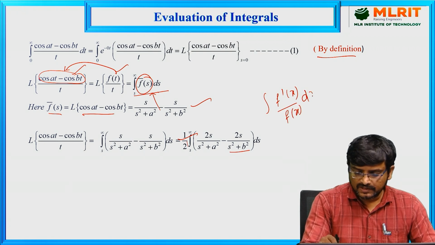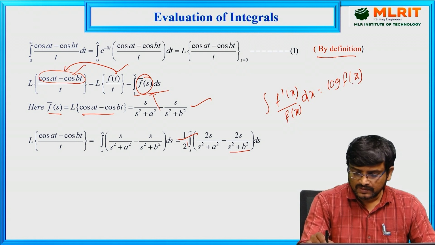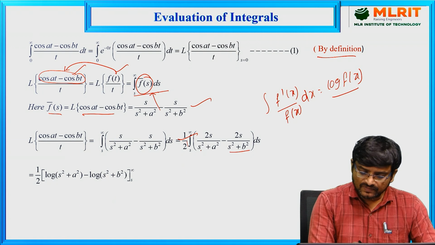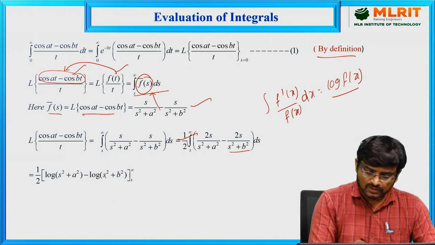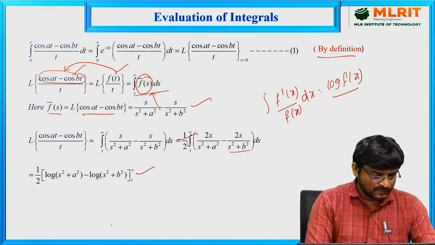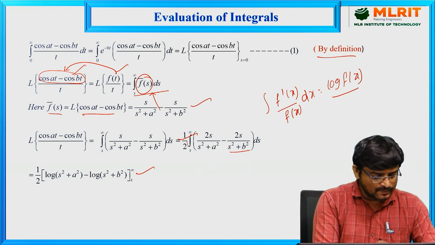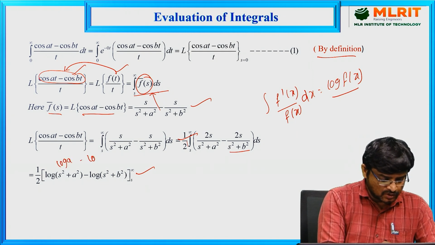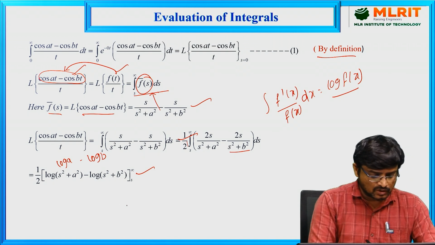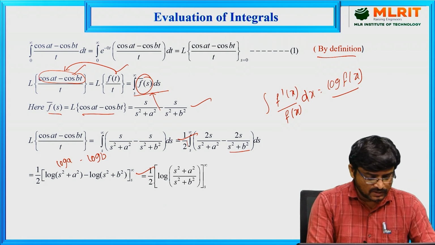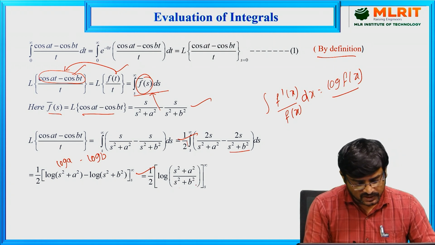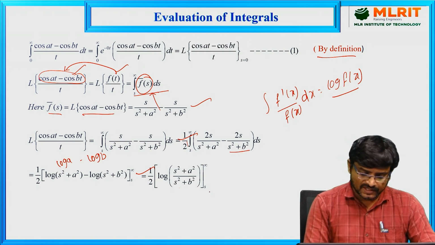So this can be written as log f of x. So this we can convert as 1 by 2 into log of s square plus a square minus log of s square plus b square. So this is of the form log a minus log b. So this can be written as log a by b, that is 1 by 2 into log of s square plus a square by s square plus b square between the limits s to infinity.